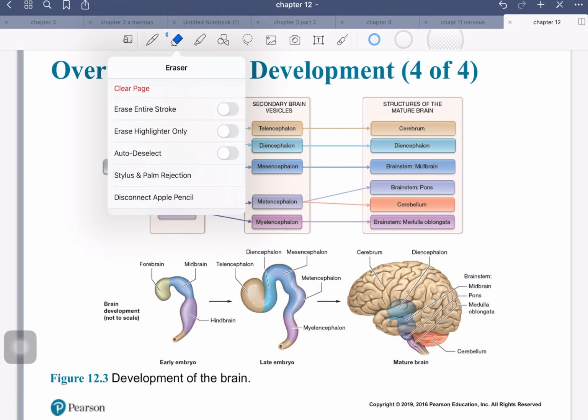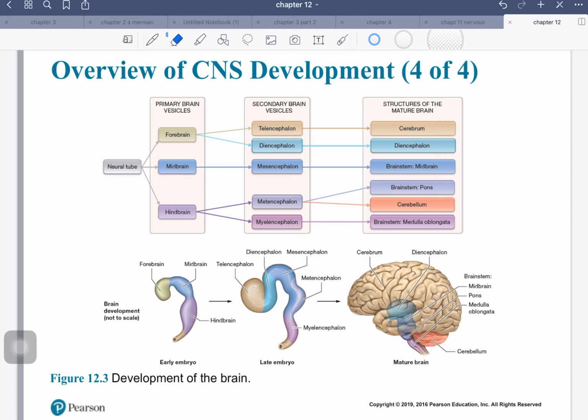Now, I would make sure you go back, read the book, watch some of the videos on development, and really get a sense of it, because these names are very important. I know there's a lot of them, but knowing about telencephalon, diencephalon, metencephalon, myelencephalon, because often they can be used when talking about parts of the brain and where it was derived from.